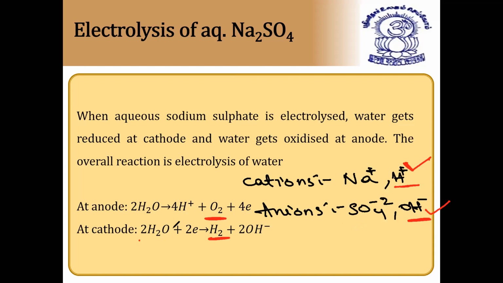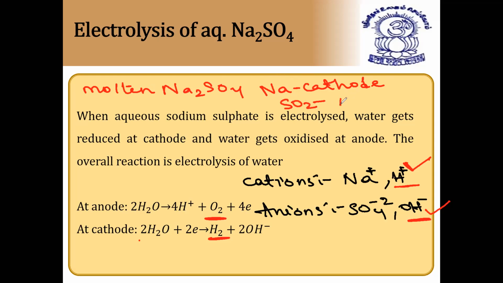So for identification, whenever they have given aqueous, it is very important. If they have given only molten sodium sulfate, molten means only liquid sodium sulfate, then sodium is formed at the cathode, and sulfur dioxide gas, because from sulfate ions sulfur dioxide gas is formed at the anode.